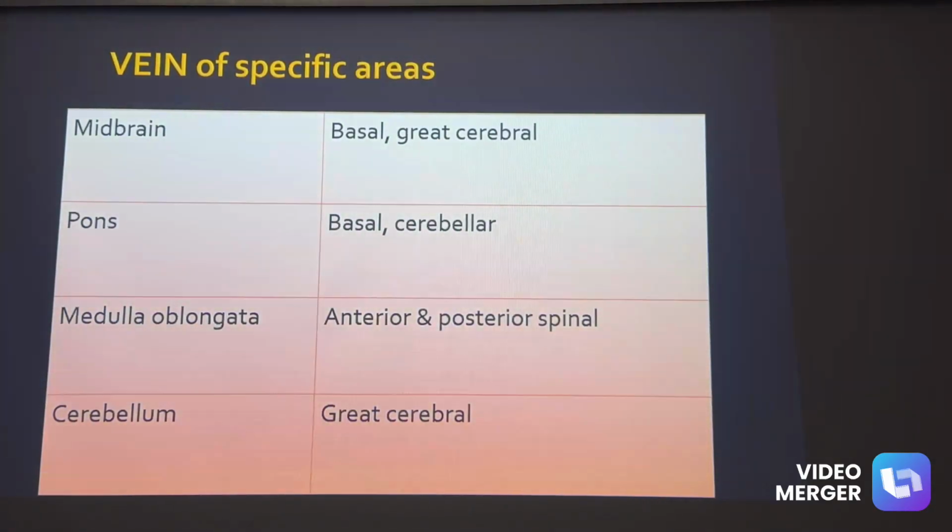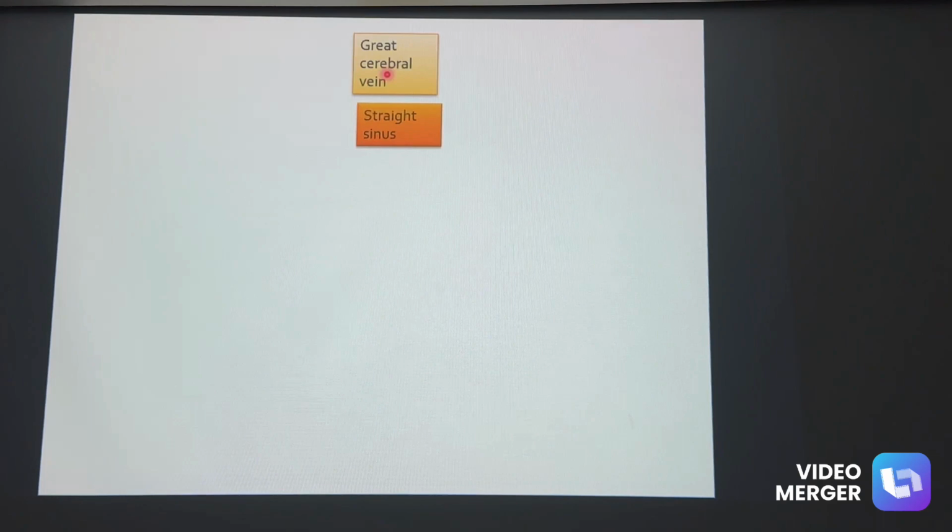Now we'll come to the venous drainage of the brain. We'll demonstrate basically the major deep and superficial veins and dural sinuses, and we'll come back to specific areas. We'll start with the great cerebral vein, the vein of Galen. The vein of Galen, of course, receives tributaries from the internal cerebral vein and basal vein and drains into the straight sinus.